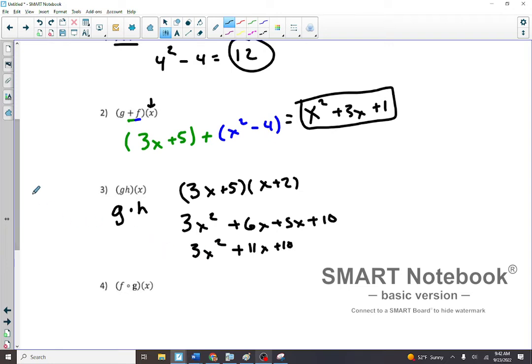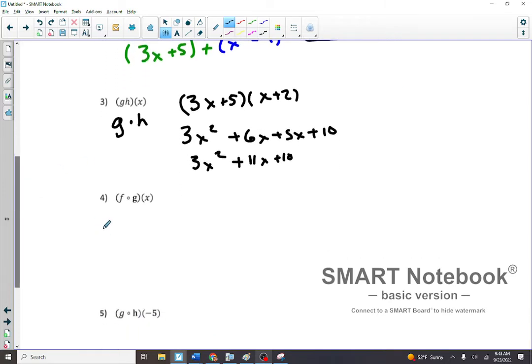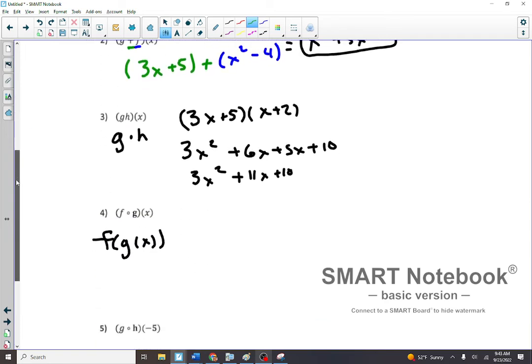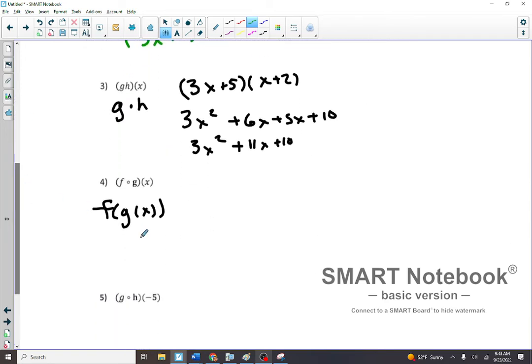I did that pretty quickly. You can look at it for a little bit. f of g, good. So it's f of g of x. So it's a composite function, one inside the other. g goes into the f, because f of g. Okay. So g is going to be replaced with what it is, which is 3x plus 5. So f of 3x plus 5.